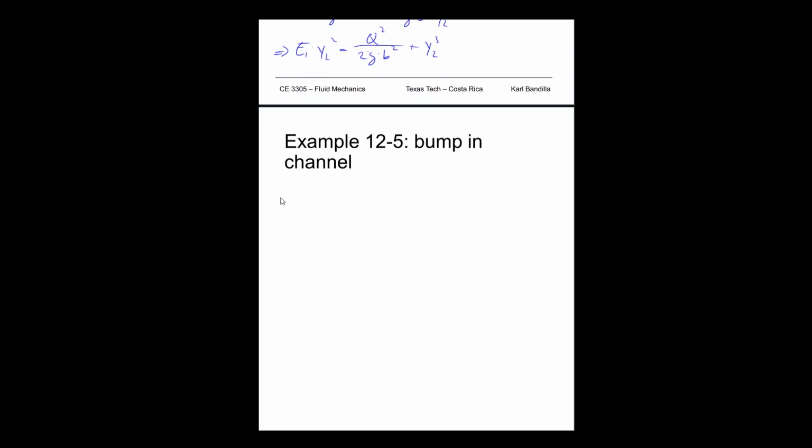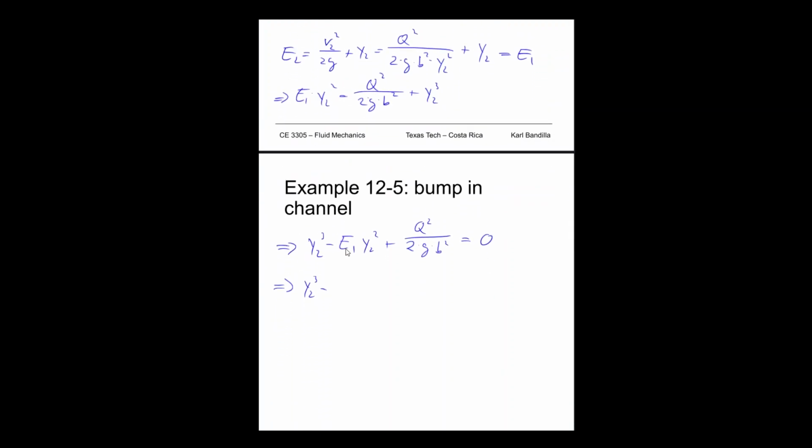If we solve that, I'll put it all on the same side. Right, then we'd have y2 to the third power minus E1 y2 squared plus Q squared over 2 times g times b squared. Oh, let's not forget, equal to 0. All right, with that, again, the only unknown is y2. So as soon as we fill out all the numbers here, we can go ahead and solve it. So that means we have y2 to the third power minus the E1 that we calculated up there.